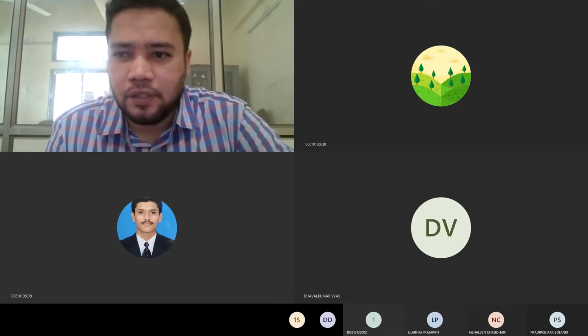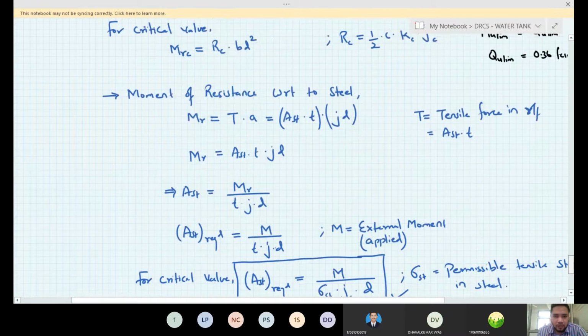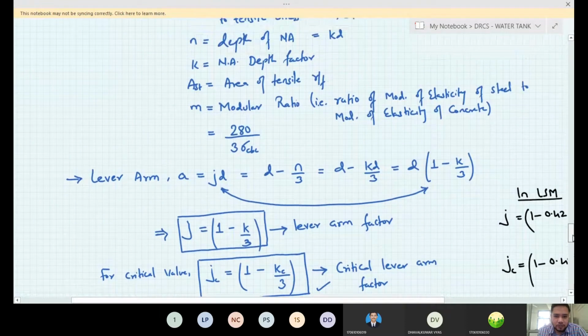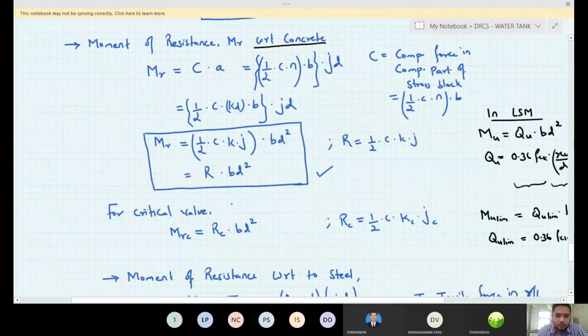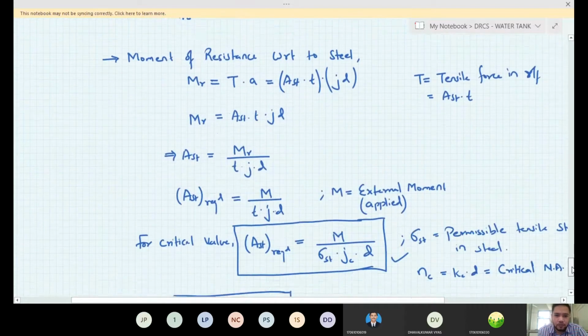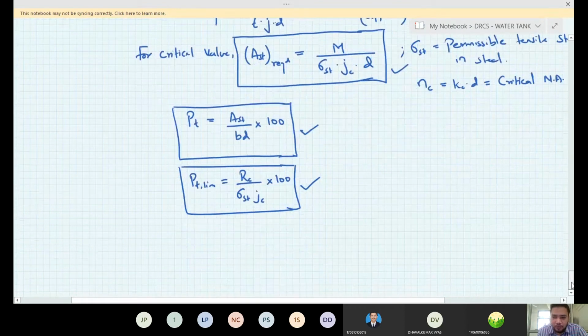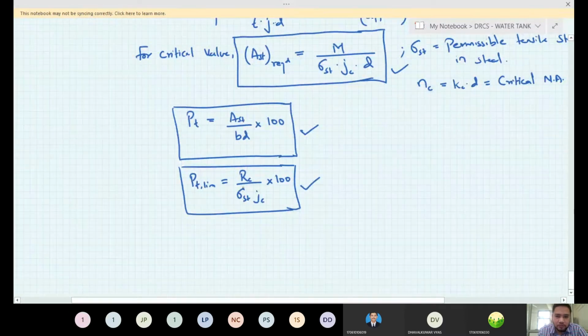So in the previous class, we have gone through the fundamentals of working stress method. We have derived the design parameters such as lever arm factor, then how to find the moment of resistance with respect to concrete, steel and concrete, and finally how to find area of steel and percentage of steel. So today we'll see the codal provisions for the permissible stresses.